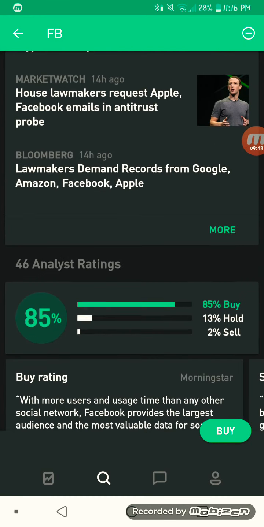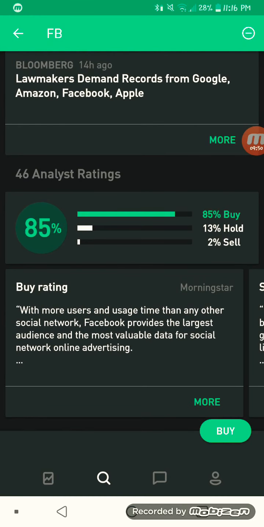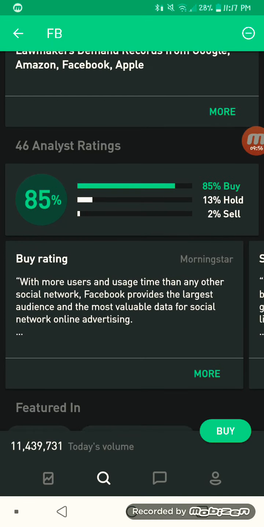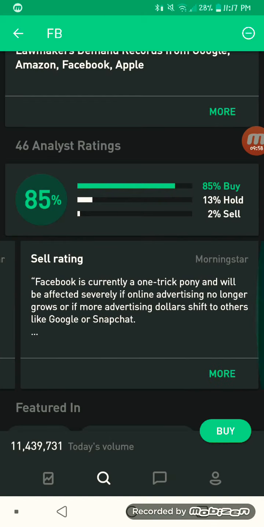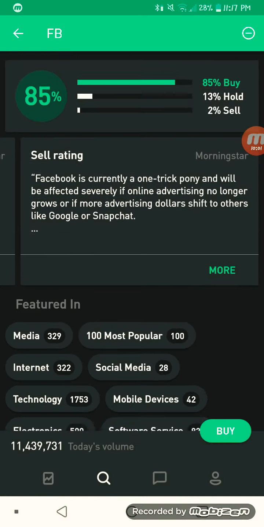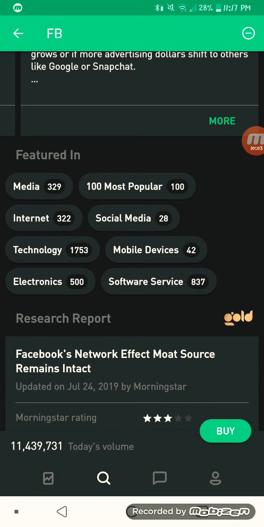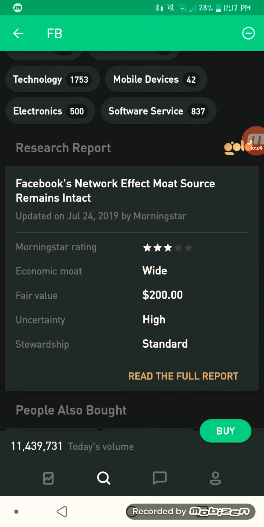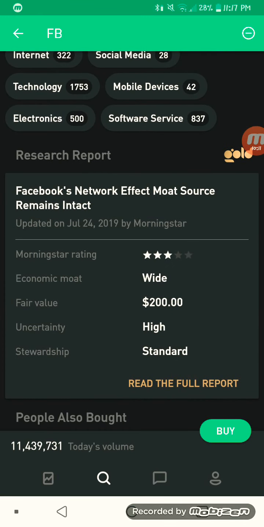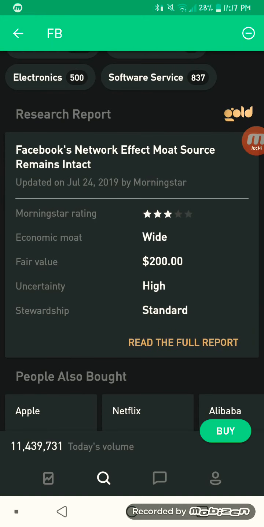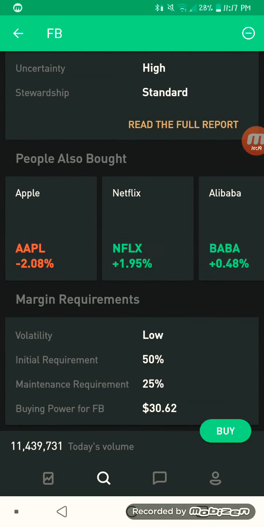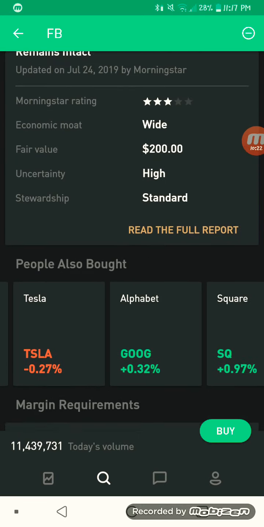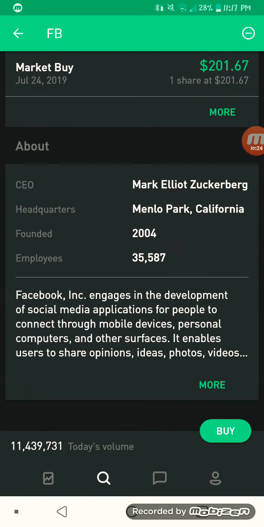Relevant articles about Facebook, the analyst ratings, how many analysts think you should buy the stock, sell it, or hold it, the reasons why investors would want to buy the stock, the reasons why someone would want to sell this stock, the categories that Facebook stock is featured in. It's under 100 most popular, it's under media, it's under internet. I have Robinhood Gold, so it gives me an additional research report that tells me the fair value, the uncertainty, stewardship, and economic moat. People also bought these stocks, so relevant stocks to that one. Margin requirements, history, and about.